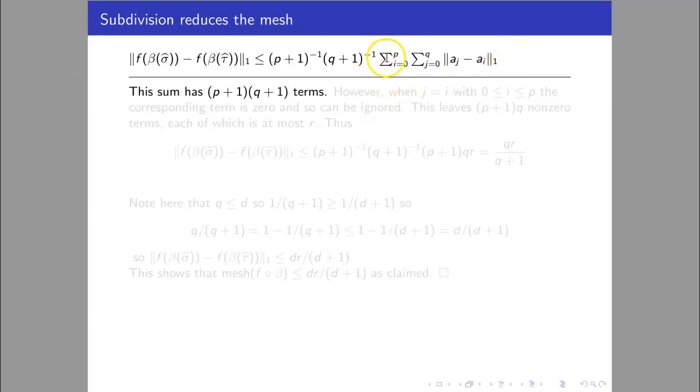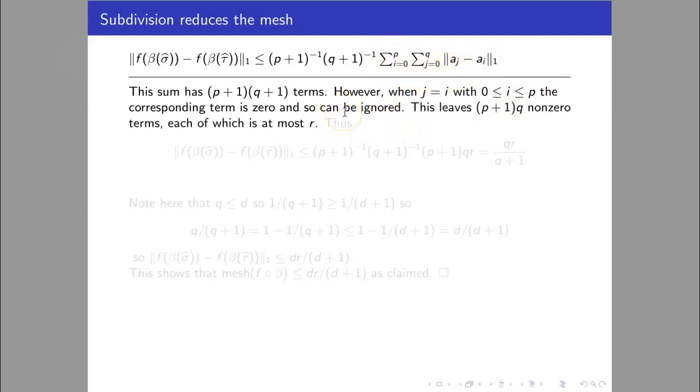So let's think about this. Here, the number of terms is p plus 1 terms from this and q plus 1 terms from that, so p plus 1 times q plus 1 is the total number of terms in this sum. However, some of them are 0. If we look at the case where i is equal to j, remember that p was less than or equal to q, so we can only have i equal to j when i is running from 0 to p. But in those cases, you've got ai minus ai, and that's just 0, and we drop out that term. So that's p plus 1 terms we can get rid of. We had p plus 1 times q plus 1 terms before, and we've got rid of p plus 1 of them. So that leaves p plus 1 times q terms, which are non-zero.